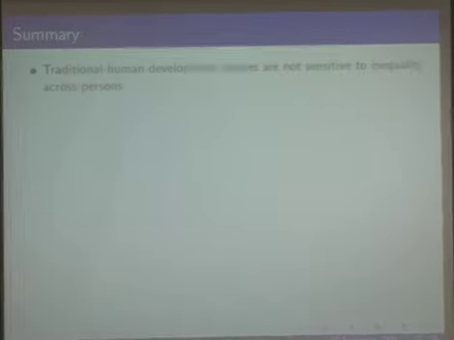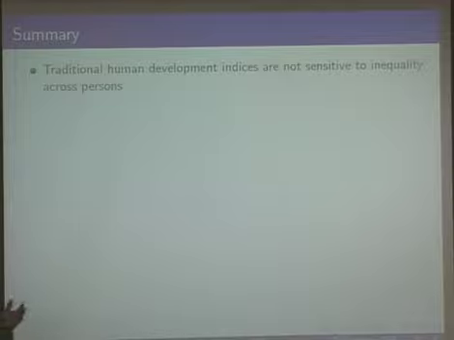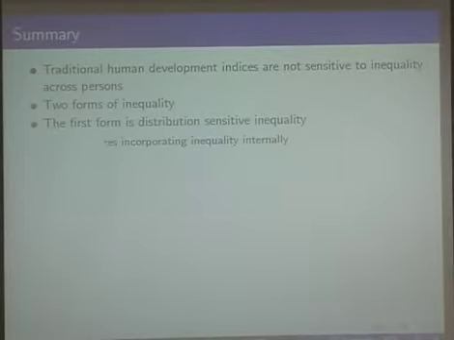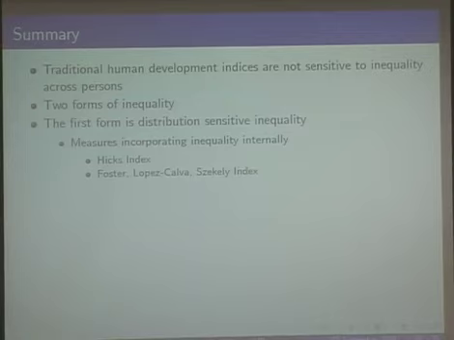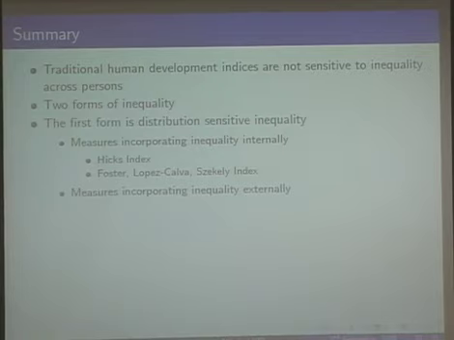So here is the summary of what we did today. Traditional human development indices are not sensitive. I use the word indices because there could be other possible measures as well that might be floating around. If they're simple additive, where you just take the average of dimensions and then a simple average, they are not sensitive to inequality at all. We introduced two forms of inequality. The first form is distribution sensitive inequality. Measures incorporating this inequality internally, that is inbuilt, were the Higgs index and the Foster, Lopez-Calva and Zekeli index. Measures incorporating inequality externally, that means not inside the human development index, were Hertzchen, Klassen and Messelhorn.